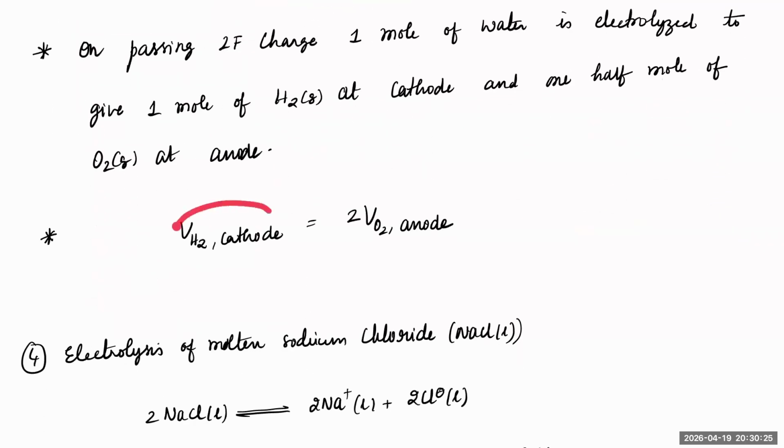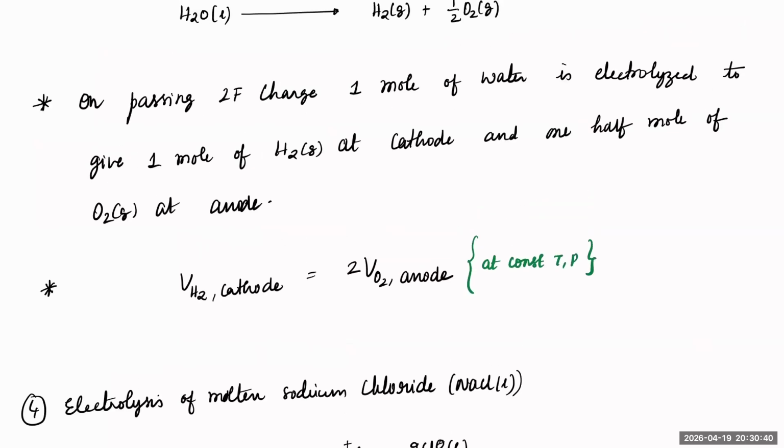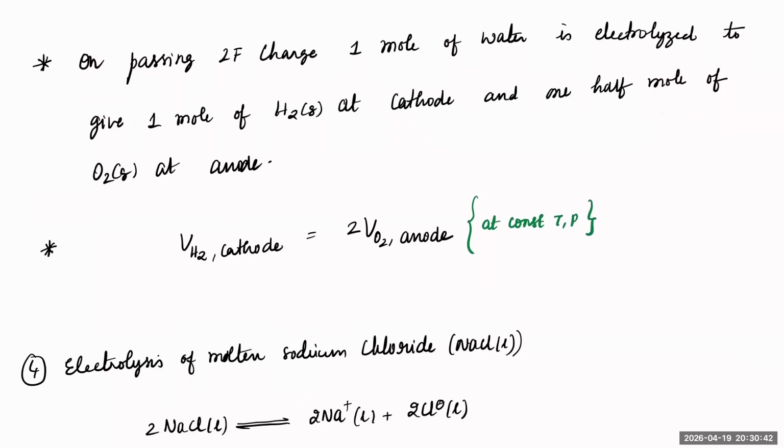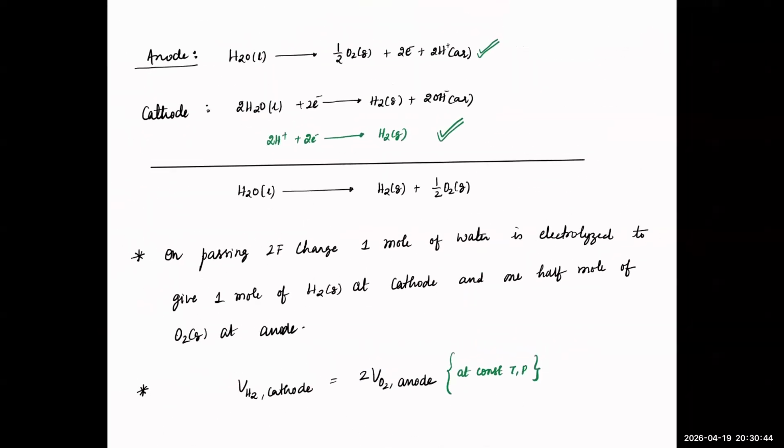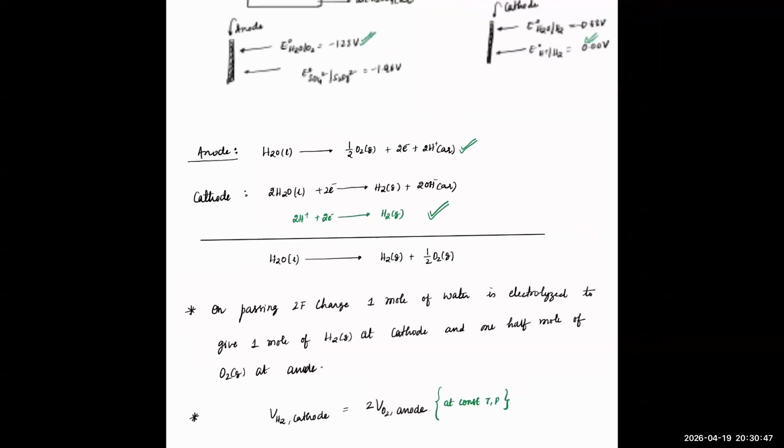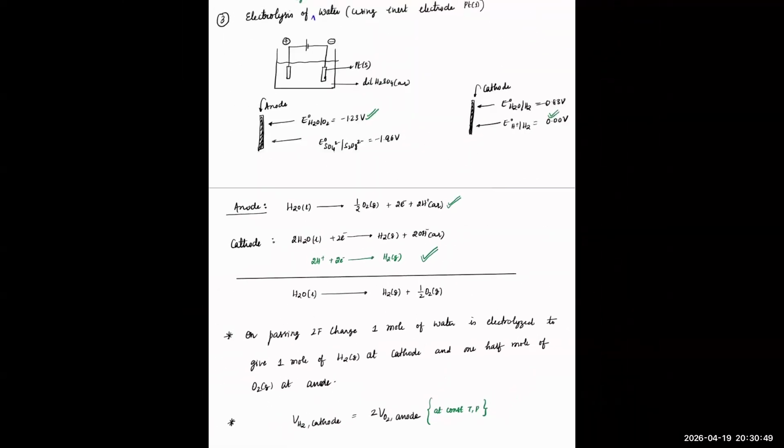So the volume occupied by the hydrogen at cathode will be 2 times the volume occupied by oxygen at anode at constant temperature and pressure. Clear? This is what you need to understand with dilute acid solutions. Correct? So please check this out quickly.